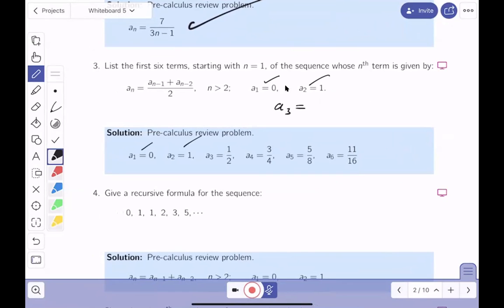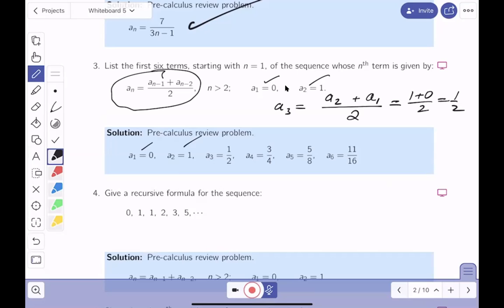A3, I'm looking at the formula, is going to be A2 plus A1 over 2. Do you know what A2 is? Yeah, it's 1 plus 0 over 2, and that's 1/2.